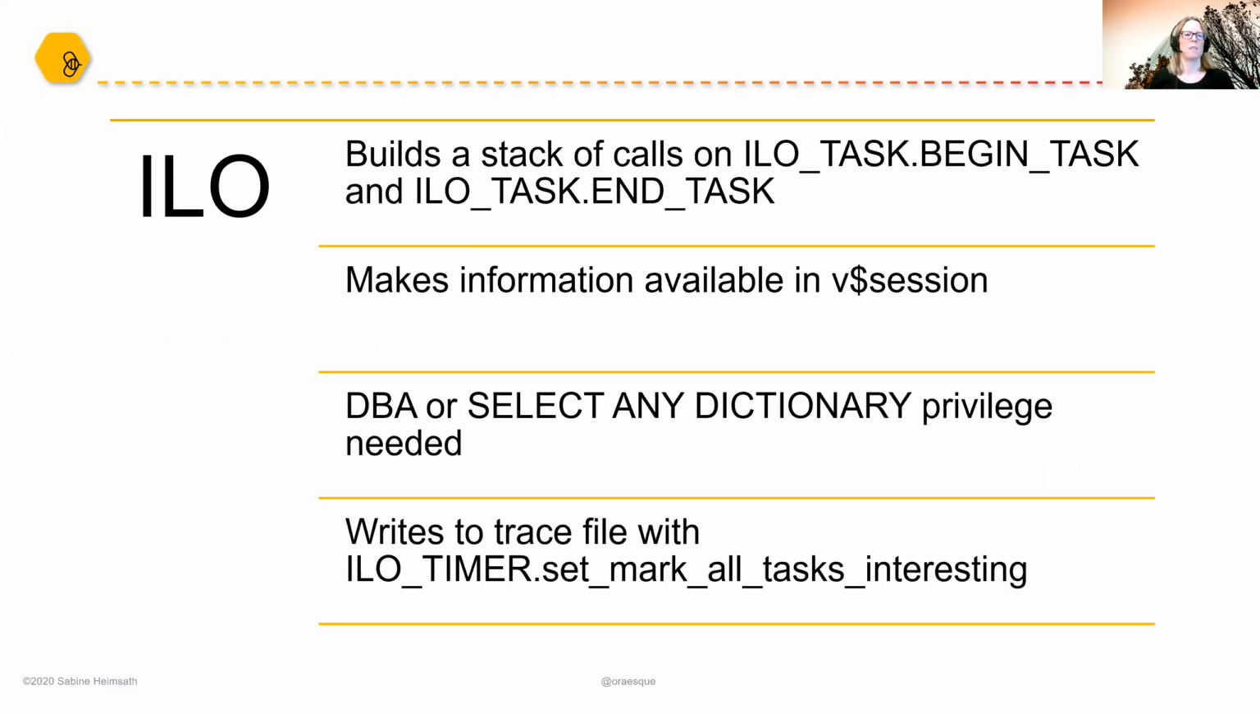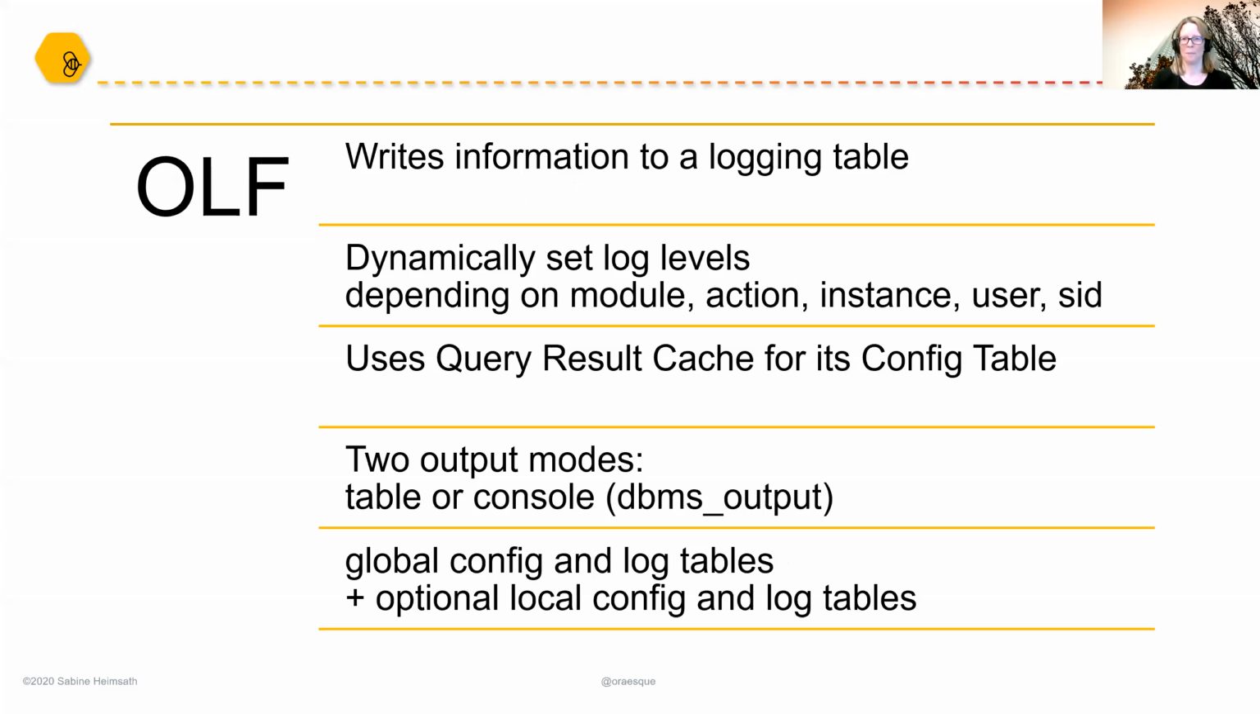So how does the first one, ILO, work? Well, you need to put into the code ILO task begin task and end task. This makes information available in $session. And you need the select any dictionary privilege for it. And when you use ILO timer set mark all tasks interesting, then it writes to the trace file. ILOIOLF, which belongs to it, writes information to a logging table.